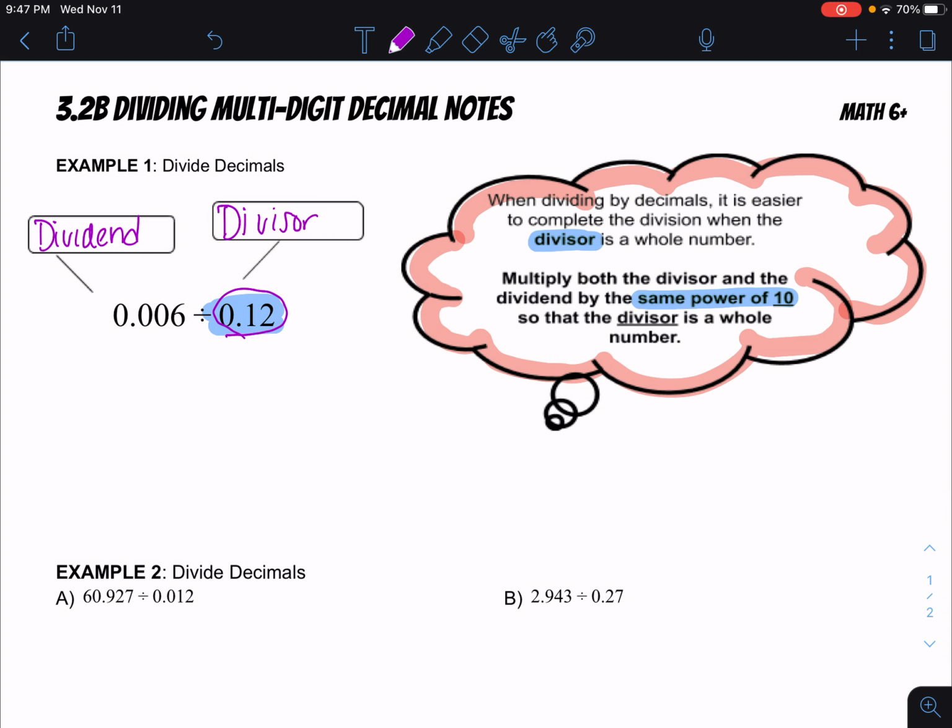When we talk about multiplying by powers of 10, this moves the decimal. So if I multiply by 10, it moves the decimal one place. If I multiply by 100, it moves it two places. If I multiply by 1,000, it moves it three places, and so on. Okay? So for this one, I'm actually going to multiply 0.12 times 100 because I want the decimal place to move twice. And if I do it over there, I have to do it over here.